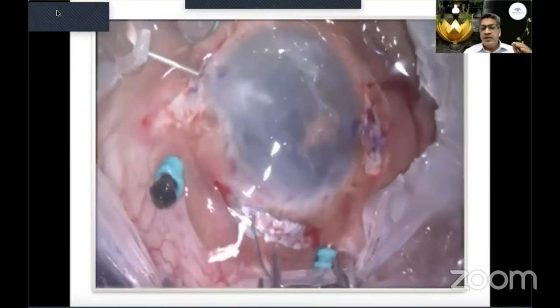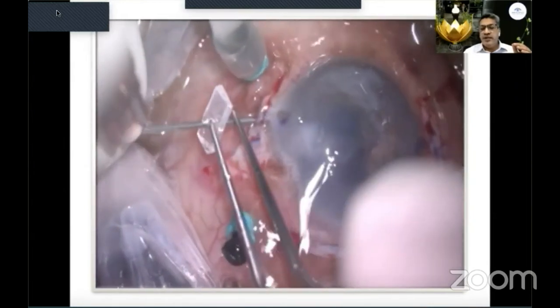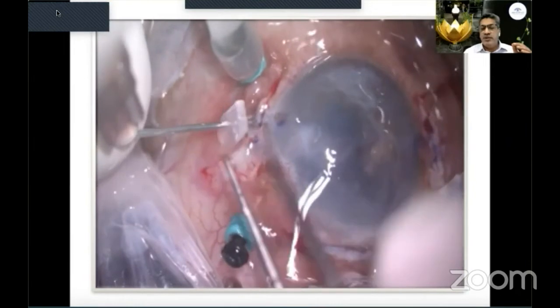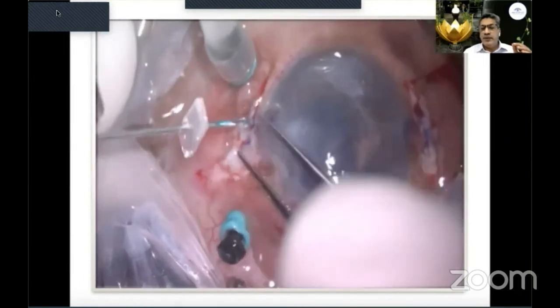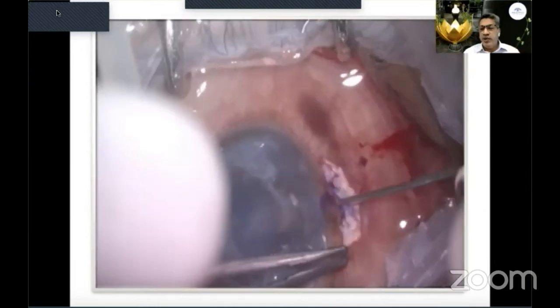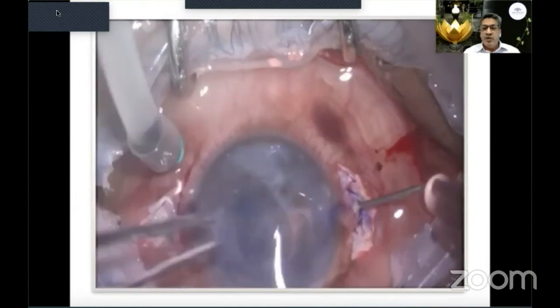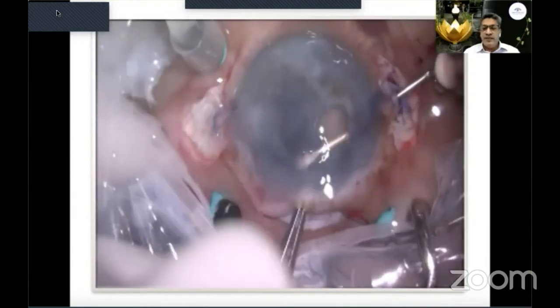Here, after the SFIOL, they're going to transplant the cornea, and you can see the stopper, the silicone stopper. Once the stopper is in place, then you remove the needle from the haptic, and the same you can do from the other side.